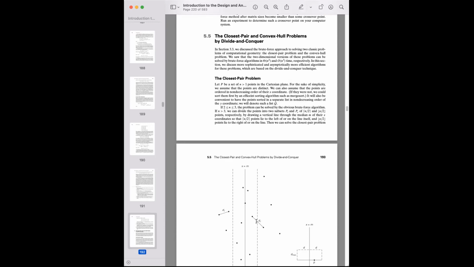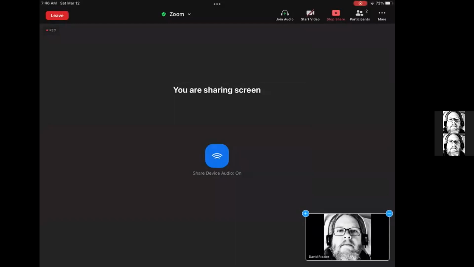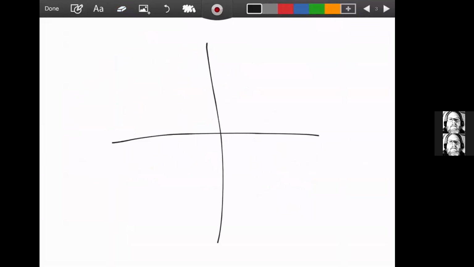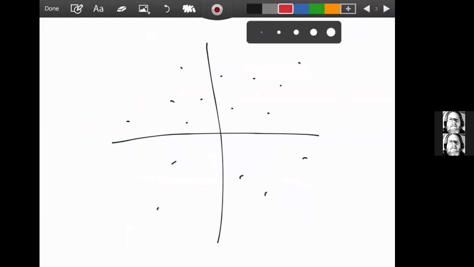So the idea here is that you have this whole giant field of points. Let me go to here. The idea being we have points that are all over the place. The general concept is rather than trying from every point to every other point, for example, this point and this point are never going to be the closest pair. I mean, they're just not.